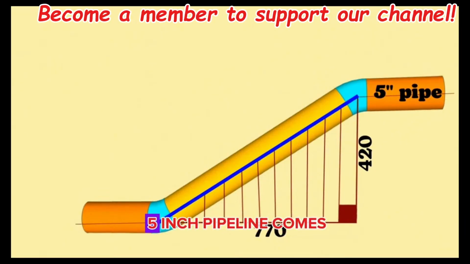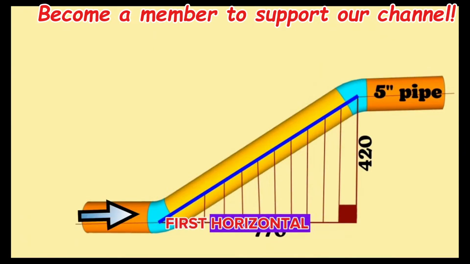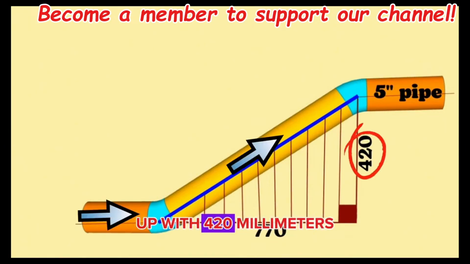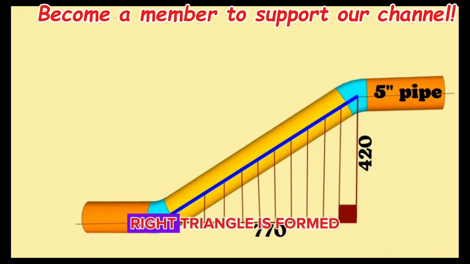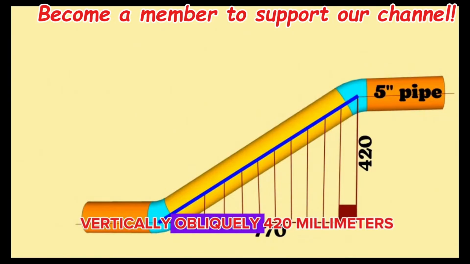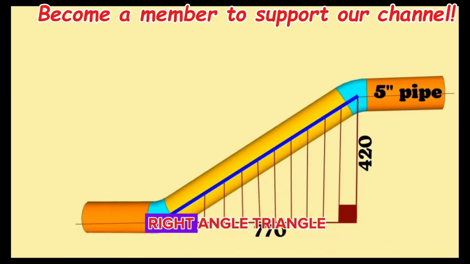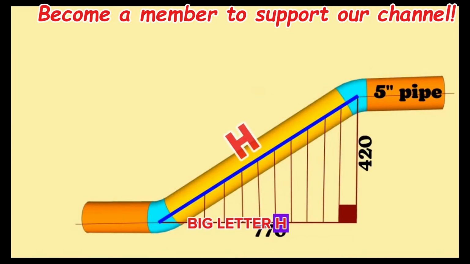As you can see, the 5-inch pipeline comes first horizontal, then vertical up with 420 mm, and then continues horizontally again. A right triangle is formed with dashed lines after the pipeline rises vertically obliquely 420 mm. The hypotenuse of this right angle triangle is the distance between the elbows in the pipeline. Let's mark the hypotenuse of this vertical right angle triangle with the capital letter H.